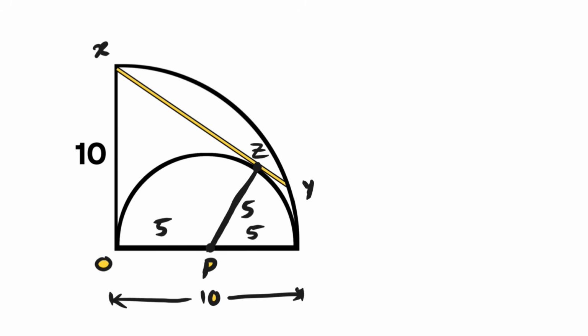Now, the chord XY belongs to the quarter circle, and this chord is tangent to the smaller semicircle at point Z. Our goal is to find the complete length of chord XY.